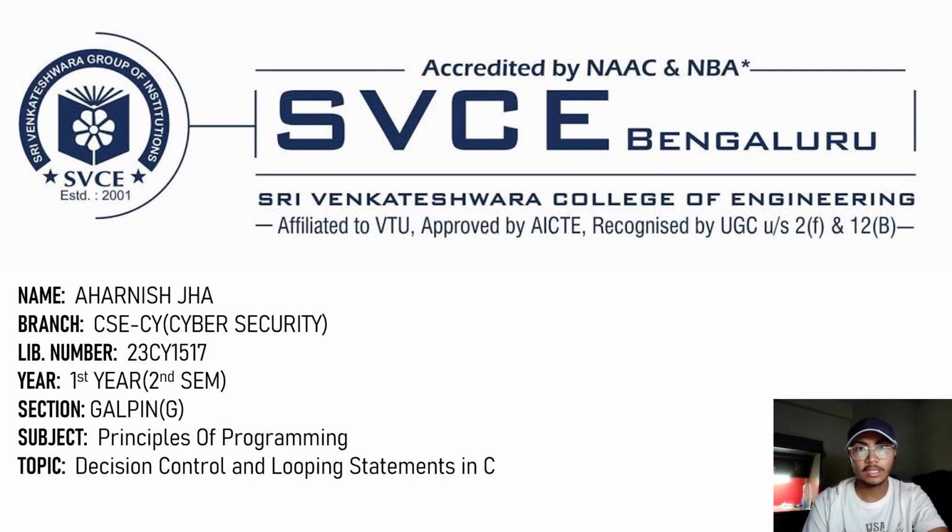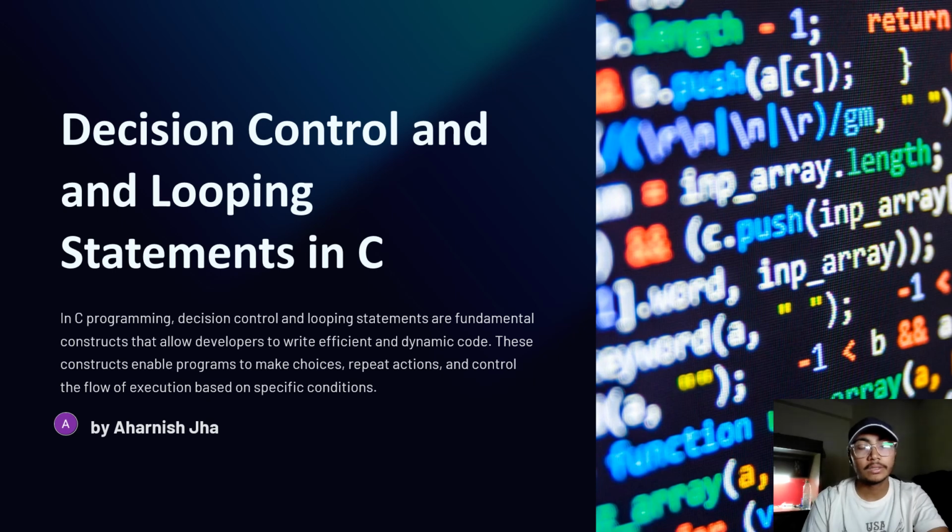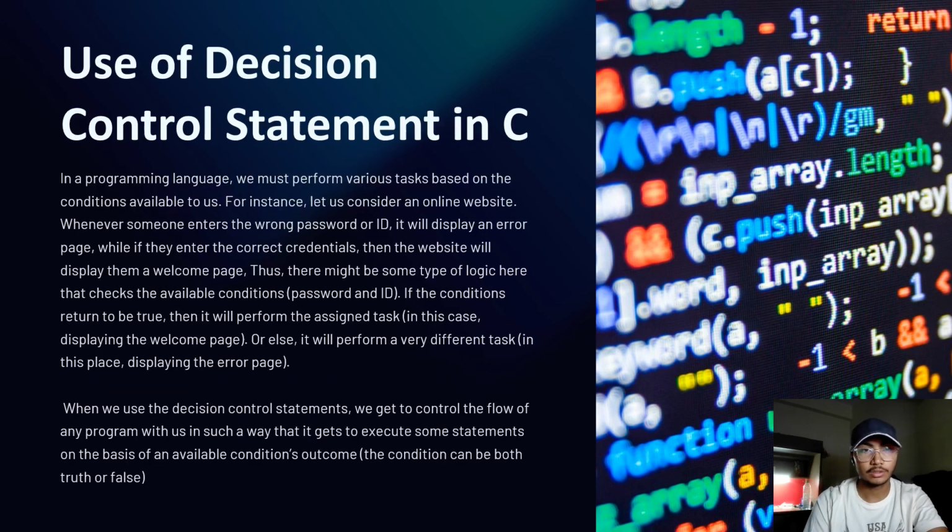The subject today is principles of programming and the topic is decision control and looping statements in C. In C programming, decision control and looping statements are fundamental constructs that allow developers to write efficient and dynamic code. These constructs enable programs to make choices, repeat actions, and control the flow of execution based on specific conditions.